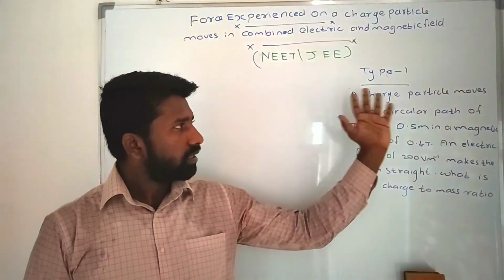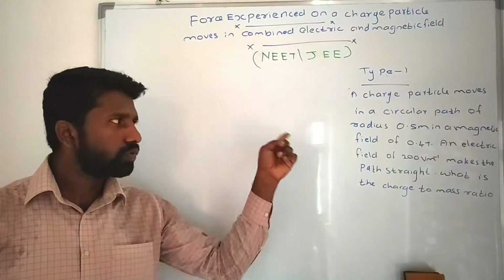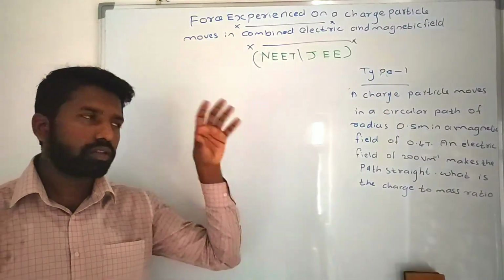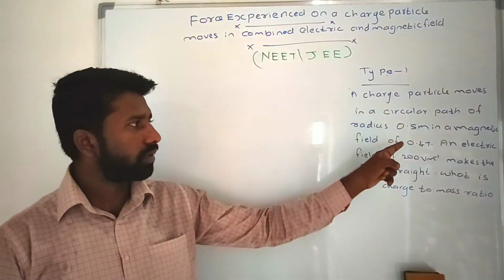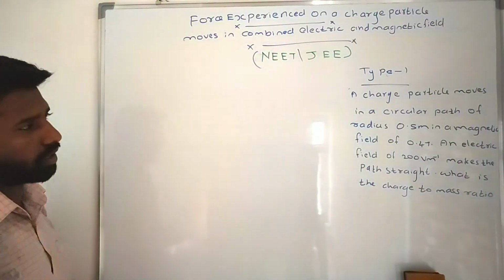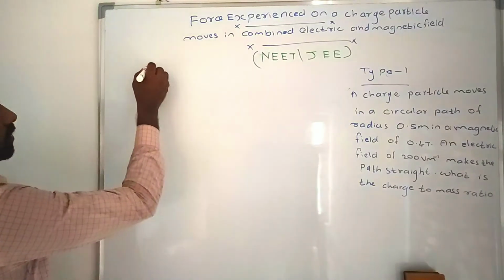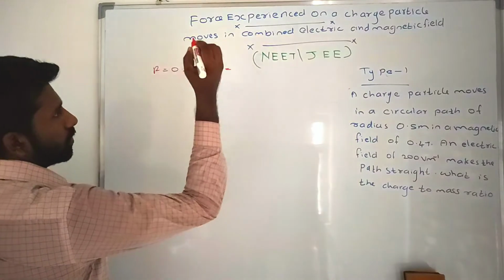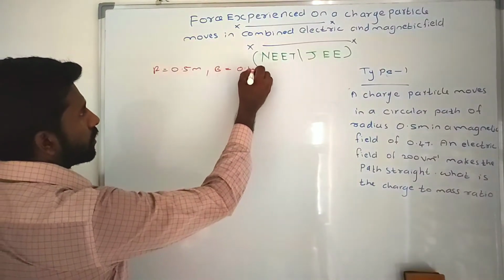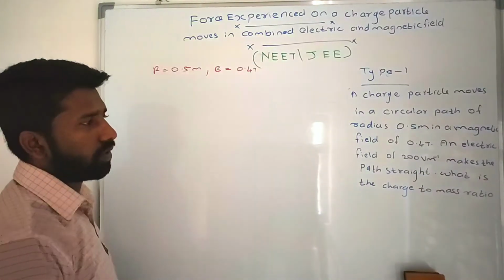They said that a charged particle moves in a circular path. Only a magnetic field is there. The radius is given, the magnetic field is given. The radius R is equal to 0.5 meter and the magnetic field value is given as 0.4 Tesla.